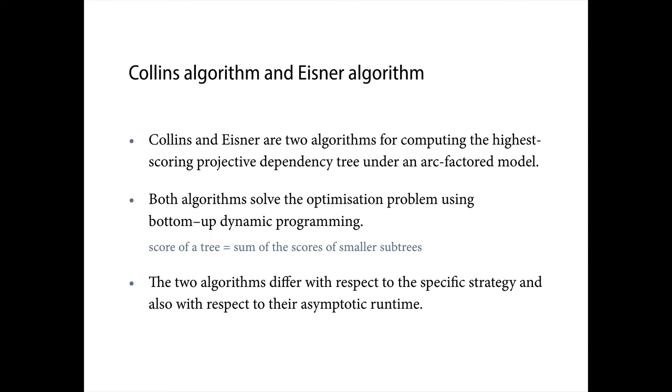And the basic structure of the algorithms will be to first compute the score of the trivial trees that just consist of a single vertex. And according to the arc-factored model, the score of these trees is necessarily 0 because there are no arcs that could contribute anything to the score. And then the algorithms will combine these smaller trees into solutions for larger trees. And eventually, in the end, we will have one large tree that covers the complete sentence. And if we have found that tree, we have found a solution to our overall problem.